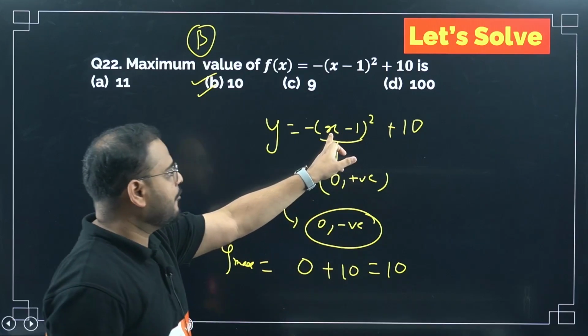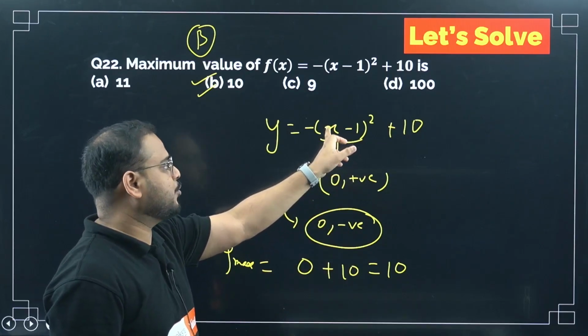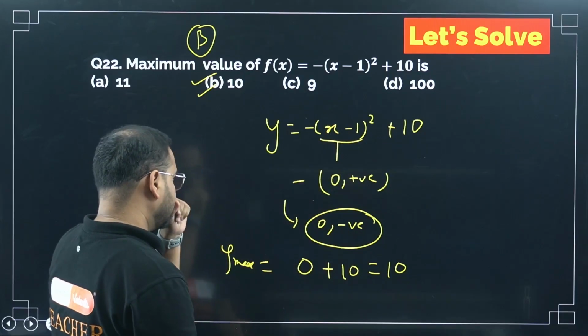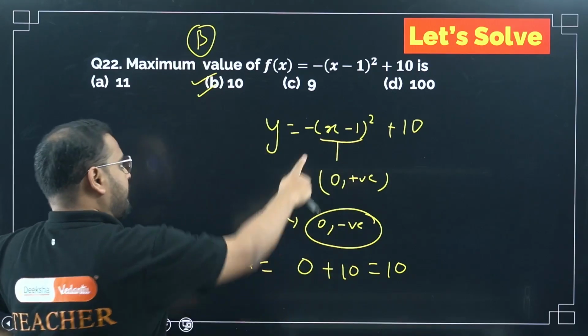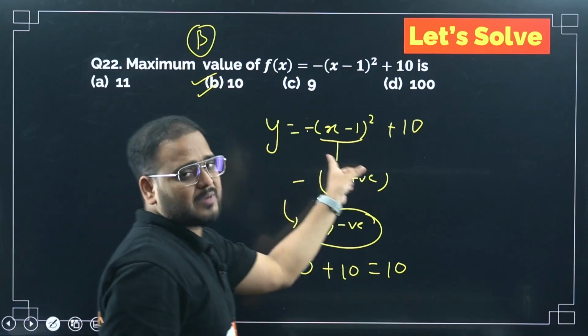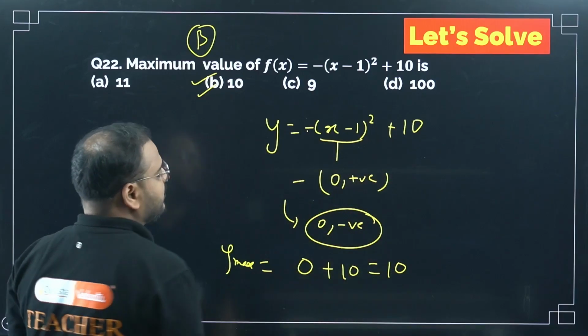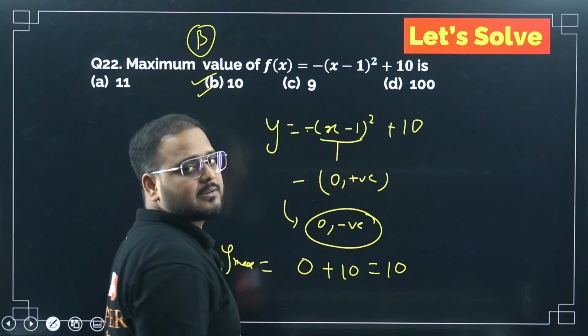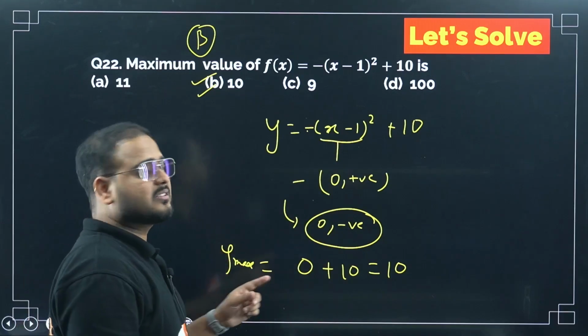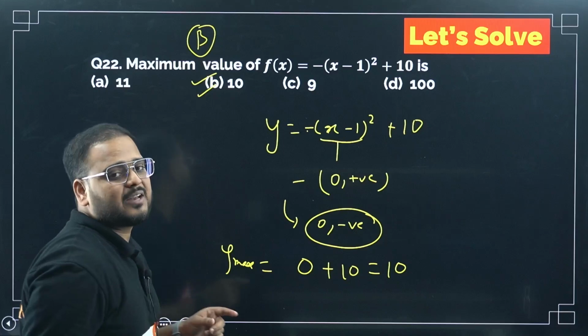For any value, let's say I'll take x as 2. 2 minus 1 is what? 1. 1 square is 1. Multiply with the minus sign, minus 1. 10 plus minus 1 is plus 9. So less than 10 or not? Yes. Let's take the value minus 2. Minus 2 minus 1, how much is that? Minus 3. Minus 3 square is 9. The minus sign is there. Minus 9 plus 10, how much is that?